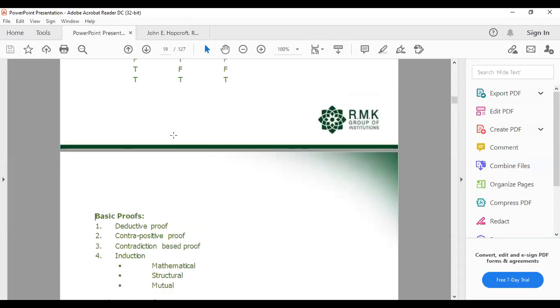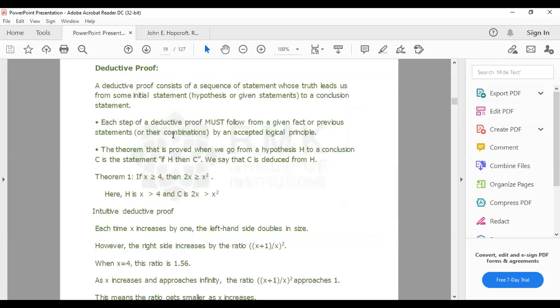And what are the various forms of proof? Deductive, contrapositive, contradiction, induction. In induction, again we have three types: mathematical induction, otherwise we can say induction on integers, both are the same, then structural and mutual. These are the basic proofs we may use in the TOC concept. And what is deductive? Deductive proof, for example: if H, then C. Based on the initial statement, we can conclude.